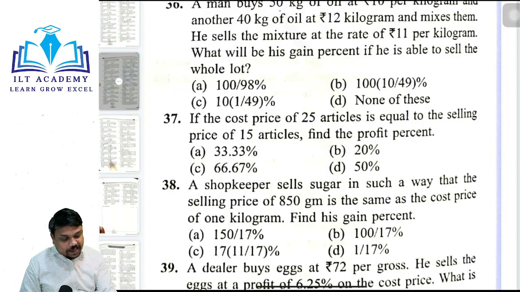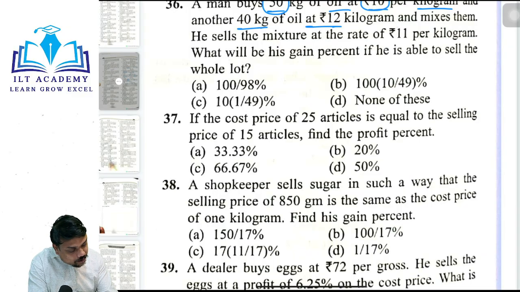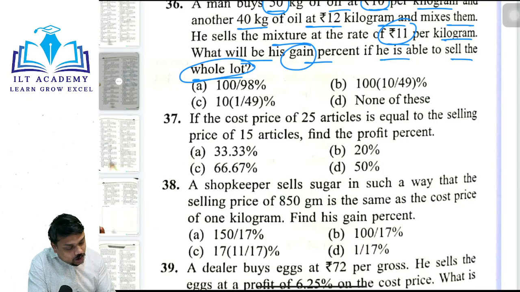ये देखो, a man buys 50 kgs of oil at 10 rupees per kg, and another 40 kgs of oil at 12 rupees per kg, and mixes them. He sells the mixture at a rate of 11 rupees per kg. What will be his gain percentage if he is able to sell the whole lot?